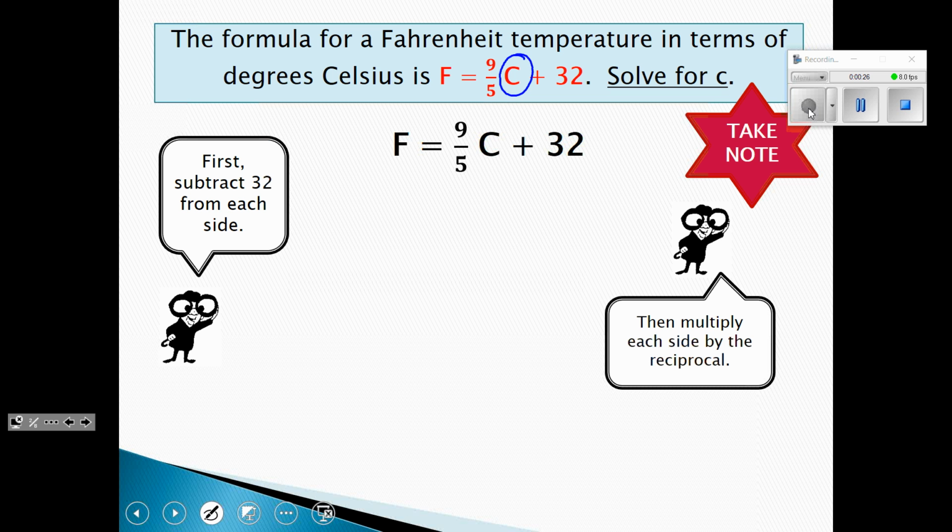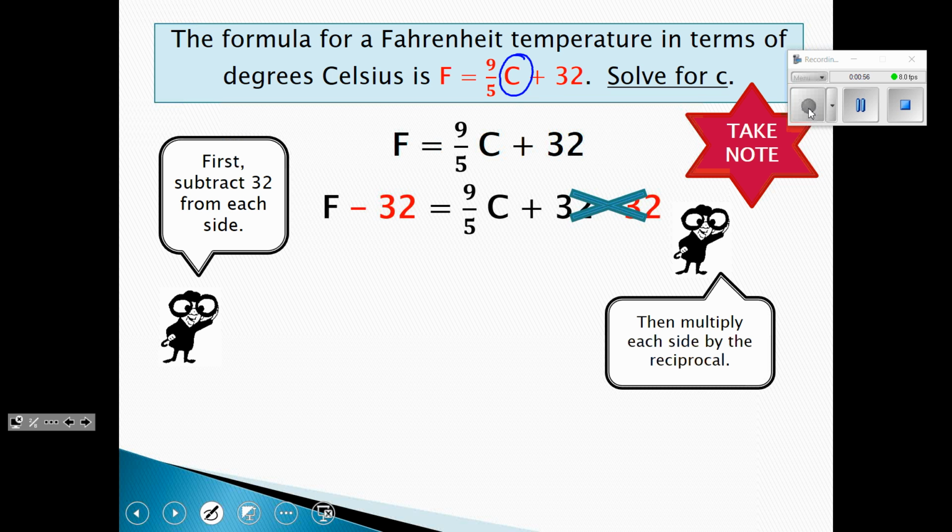equation, it helps for me if I circle what I'm actually solving for. We want to move the 9/5 to the other side of the equation and the positive 32 to the other side of the equation. So first we're going to move the 32 to the other side by subtracting 32 on both sides. And of course when you do that, 32 minus 32 on the right side cancels out. So now on the left side you have F minus 32.